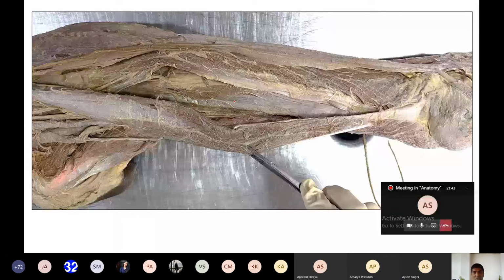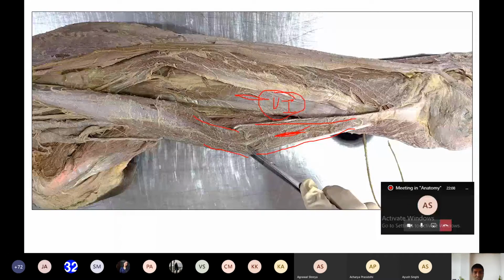What is this structure now? This structure lies deeper to the rectus femoris. This is the rectus femoris, the reflected muscle here. See, this one is the rectus femoris. Deeper to the rectus femoris, this muscle is the vastus intermedius. Okay, this muscle is the vastus intermedius.